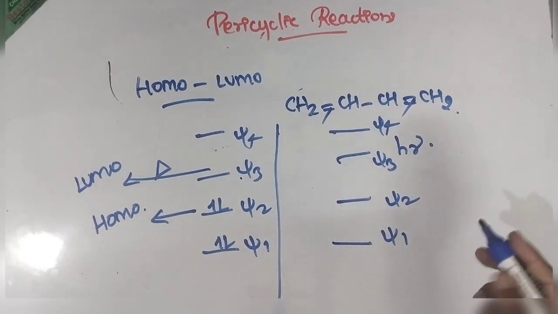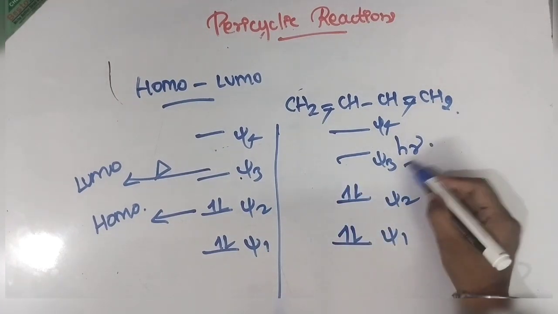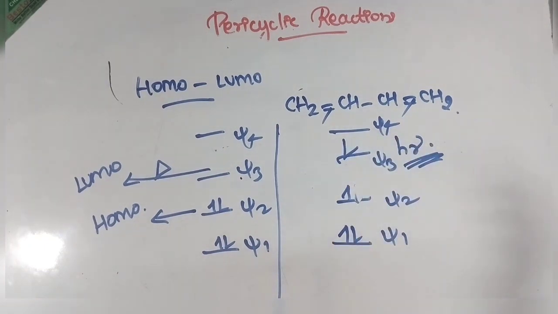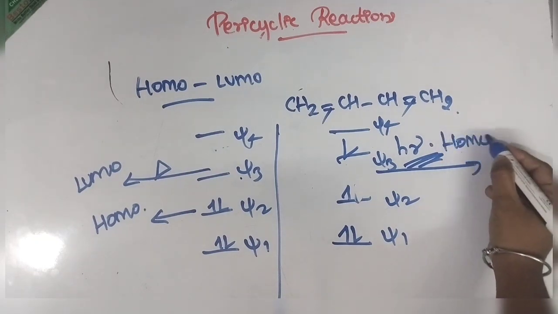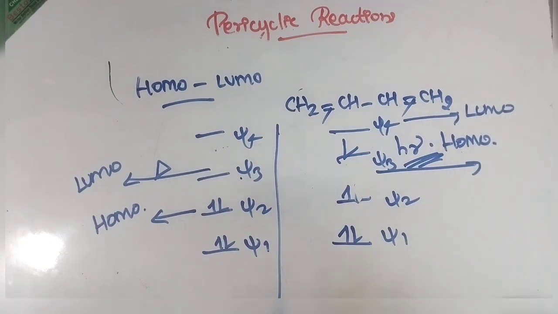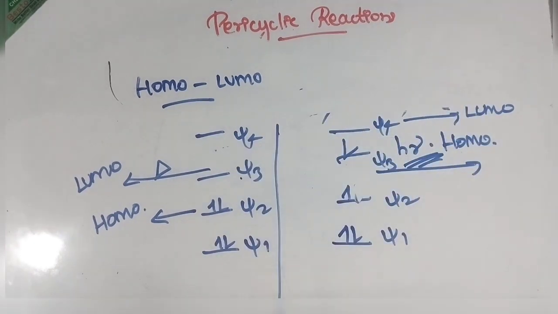But in photochemical condition, these 4 pi electrons, first of all, will be like this. But you are giving light. So what happens? It will undergo excitation and it will move like this. So now psi 3 is the HOMO, right? Psi 3 is HOMO and psi 4 is LUMO. This is how you have to find out which is the HOMO and which is the LUMO for the given compound.